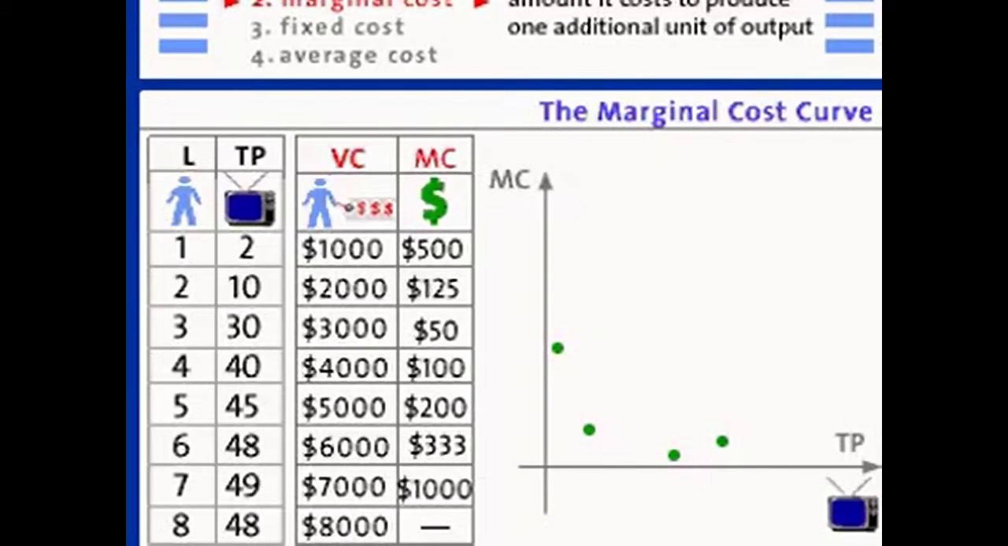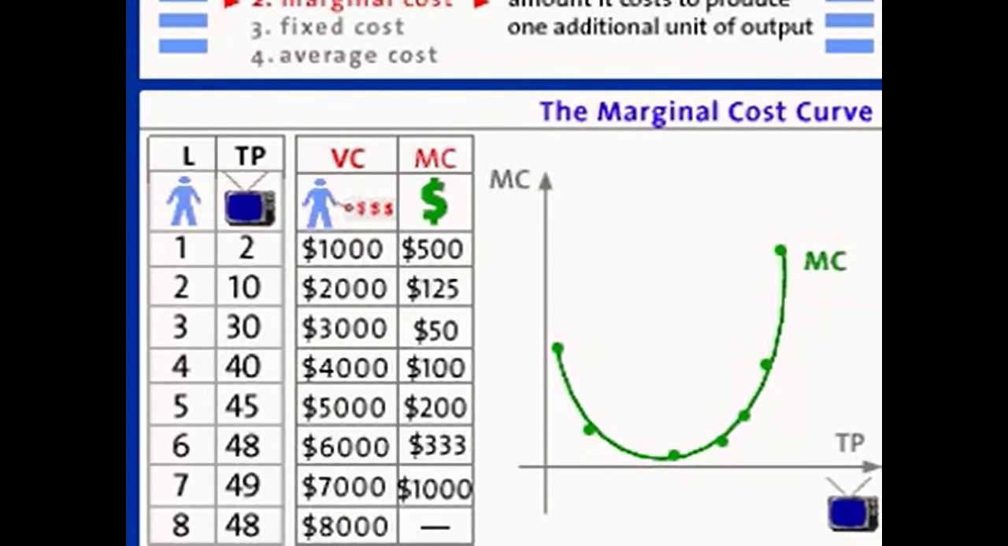Now, of course, these are not the only quantities of televisions we could be producing. These are not the only cost numbers we could have. So to represent the points in between, we will connect the dots with a line, and that will become the marginal cost curve. So let me do that now. I connect my dots with a green line, and the green line becomes the marginal cost curve. There we go. Marginal cost. The cost of producing an extra unit of output given the number of units that you're already producing.